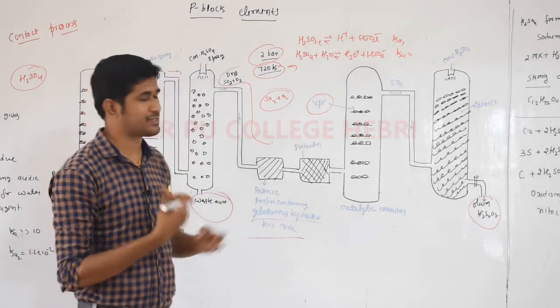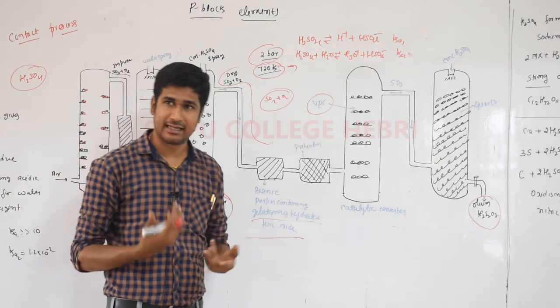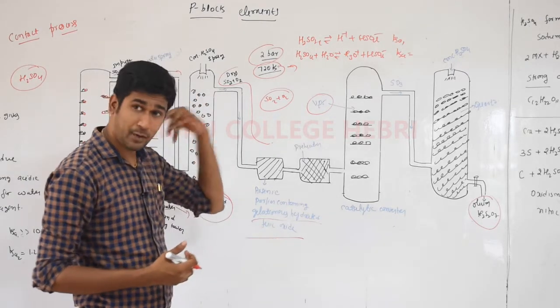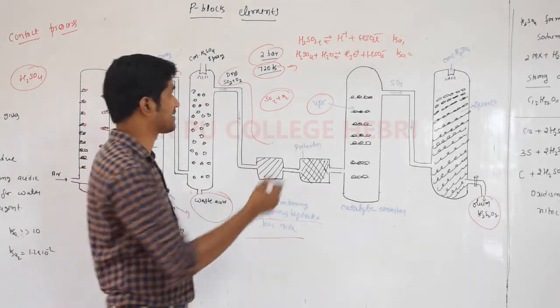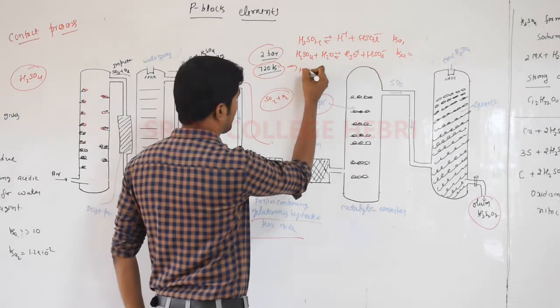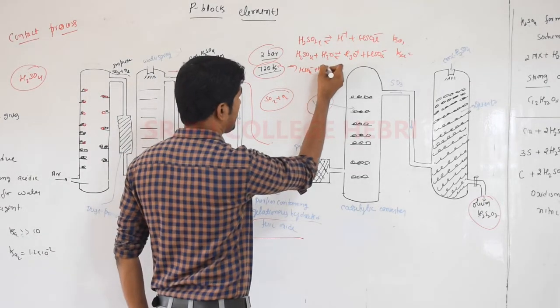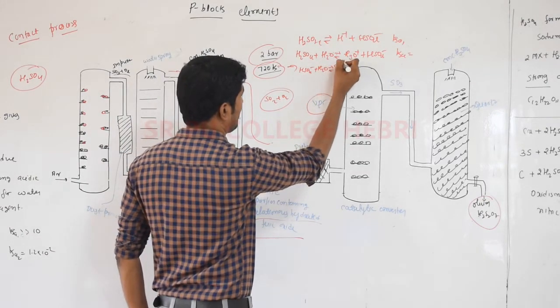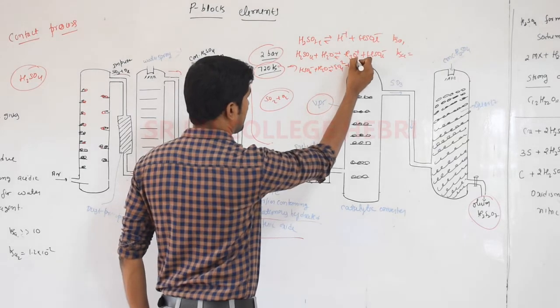Is it clear? As the value of Ka increases, acidity increases, that is, the concentration of the products is higher. In the second step what happens? HSO4- further dissociates to give you SO4 2- plus H3O+.